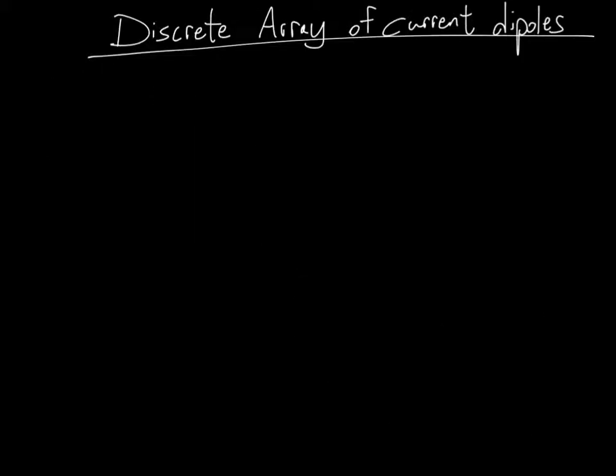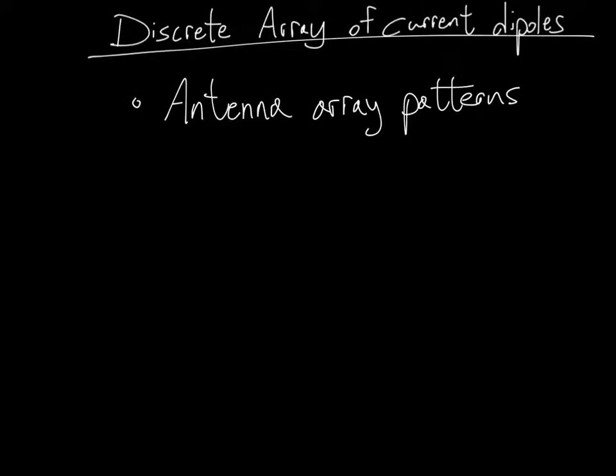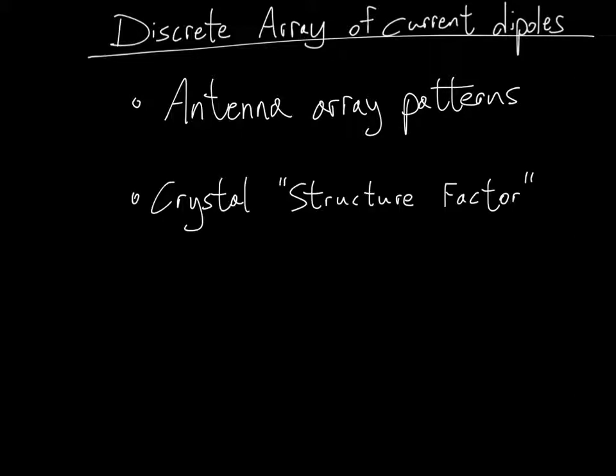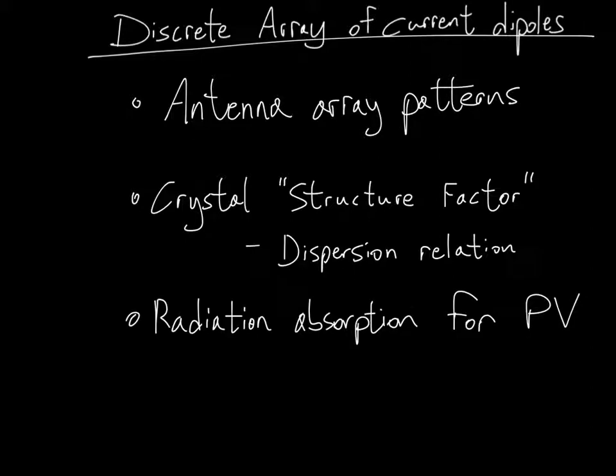Now by discretizing our continuous source distribution, not only can we find antenna patterns for discrete distribution of sources, we can also use this same derivation for crystallography to determine crystal structure, and leading to an understanding of energy dispersion relations in materials. We can also use it to determine radiation absorption due to nucleated sites and photoconductive materials.